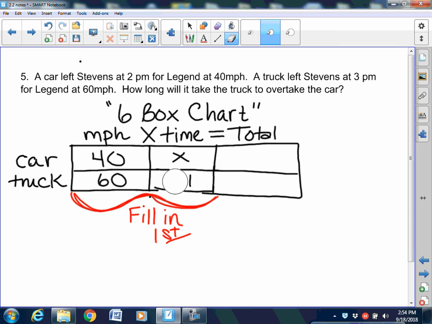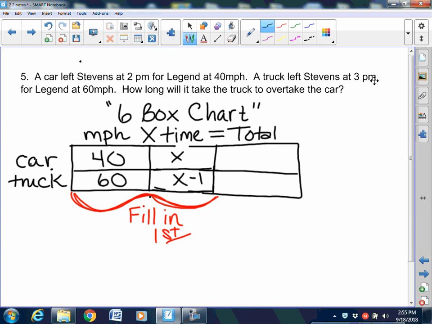If you want to fill it in differently, if you want to give the truck the x, doesn't the car have an hour on the truck? Didn't he gain an hour? So you could have put an x plus 1 up here, but we're going to leave it the way you guys have it. Okay. Questions on how to fill in the first 4 boxes?